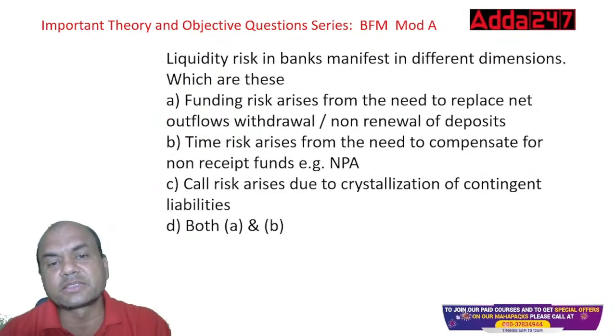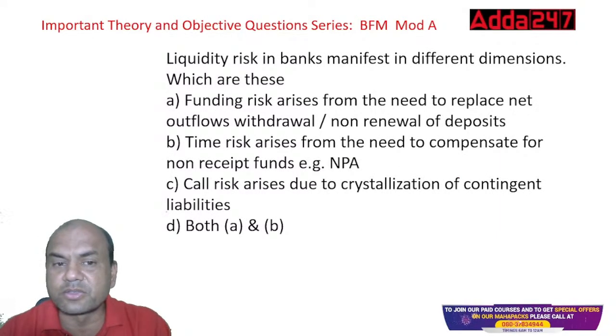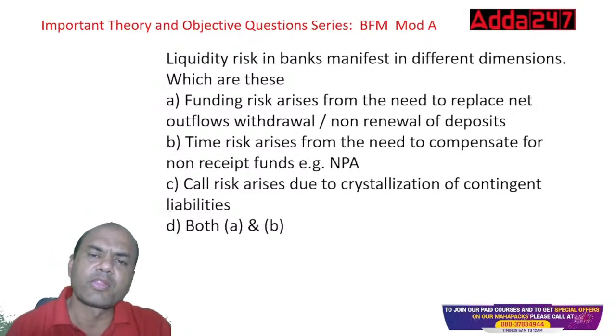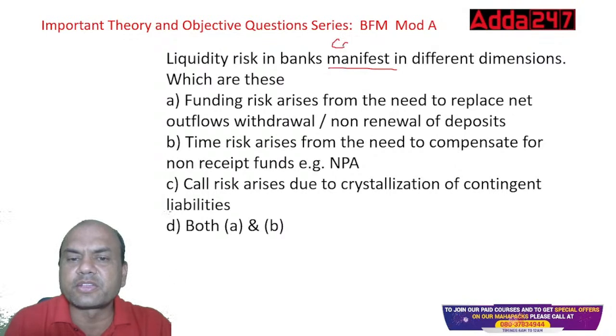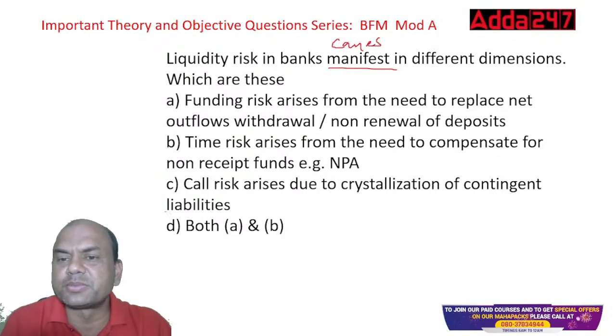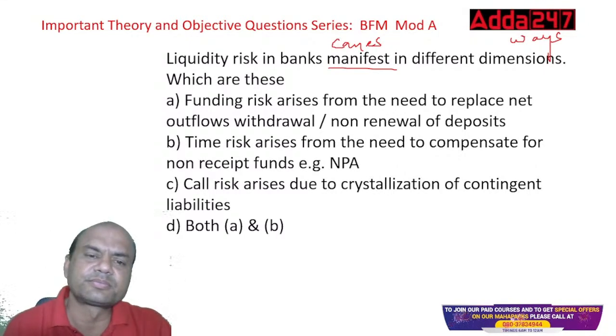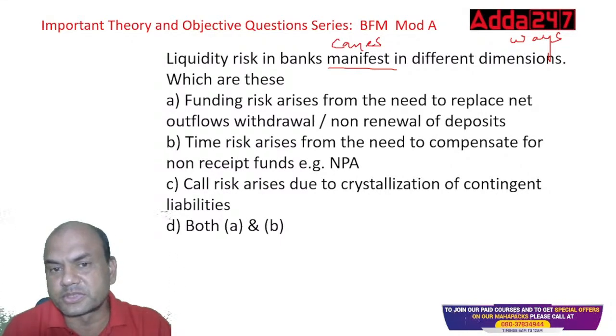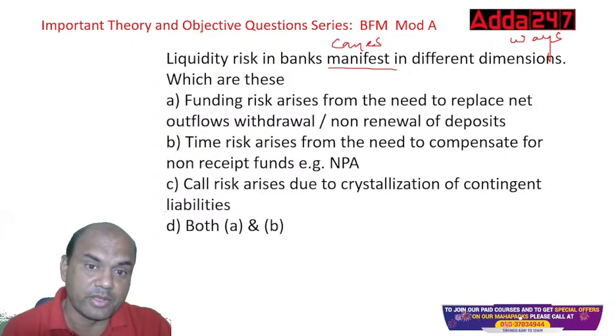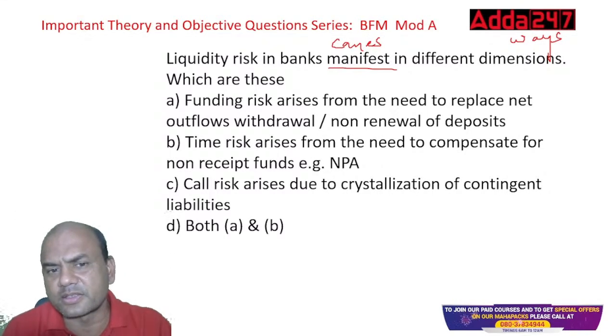Liquidity risk in banks manifests in different dimensions. What do you mean by this? Manifest means comes. It comes in various ways. Dimensions means ways. Let's keep words simple. So liquidity risk in a bank comes in different ways. What are these? Funding risk arises from the need to replace net outflow, withdrawal and non-renewal of deposits. Think over it and answer.